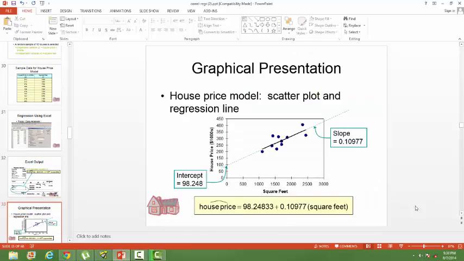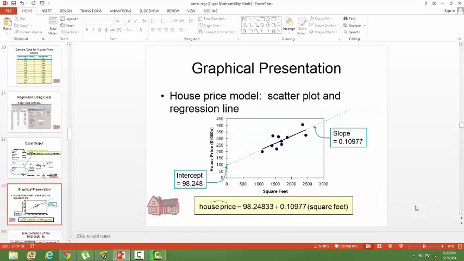So what will be our linear regression? House price is nothing but 98.24 plus 0.10977 into square feet. So this is a simple linear equation. So if we have the area in place, we can just put it there and then compute what is going to be the house price. Okay, so when we plot this equation, we have the regression line in place.